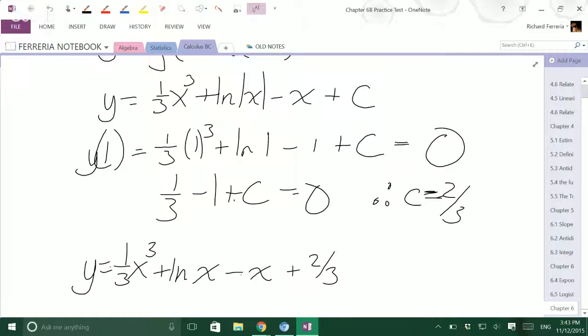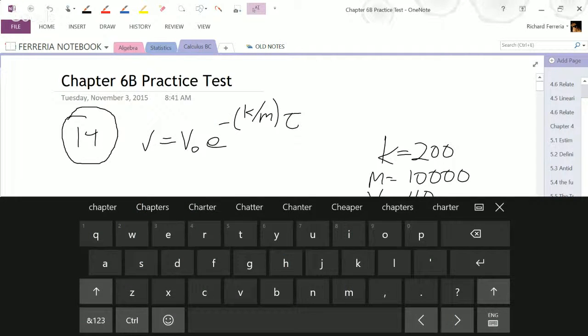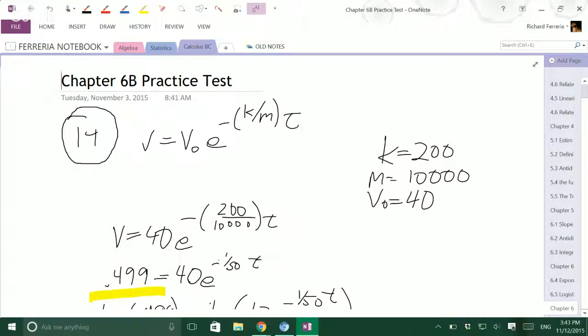We start with number 2. Number 2. We'll get there.